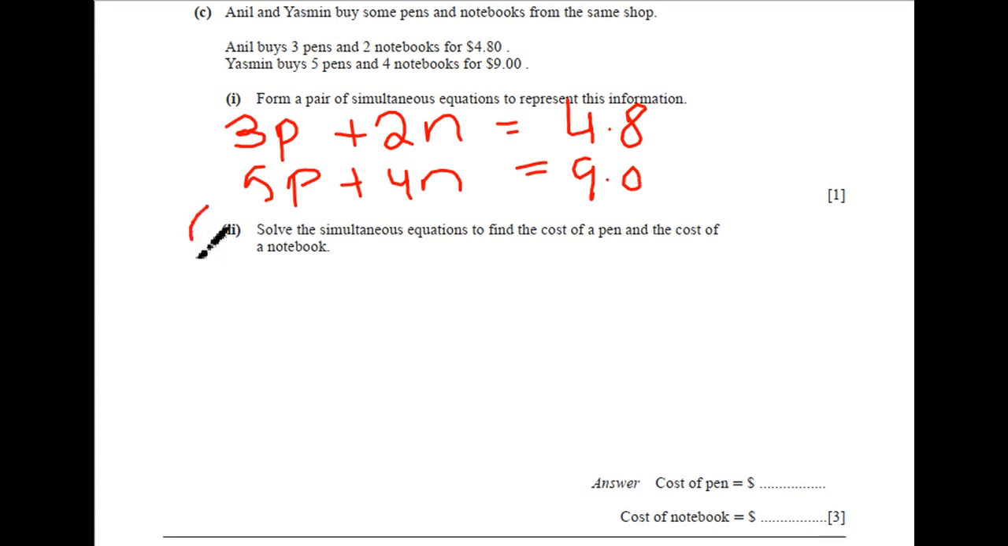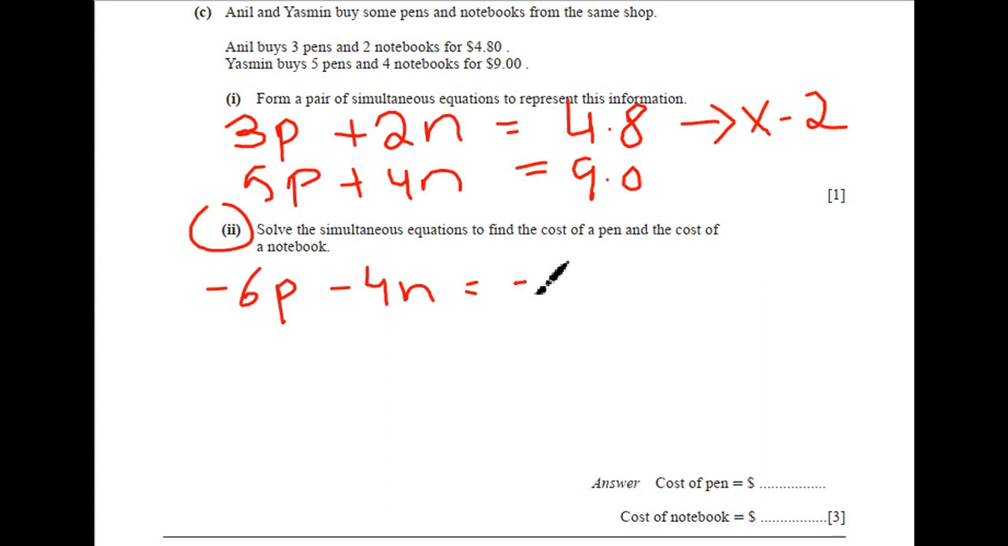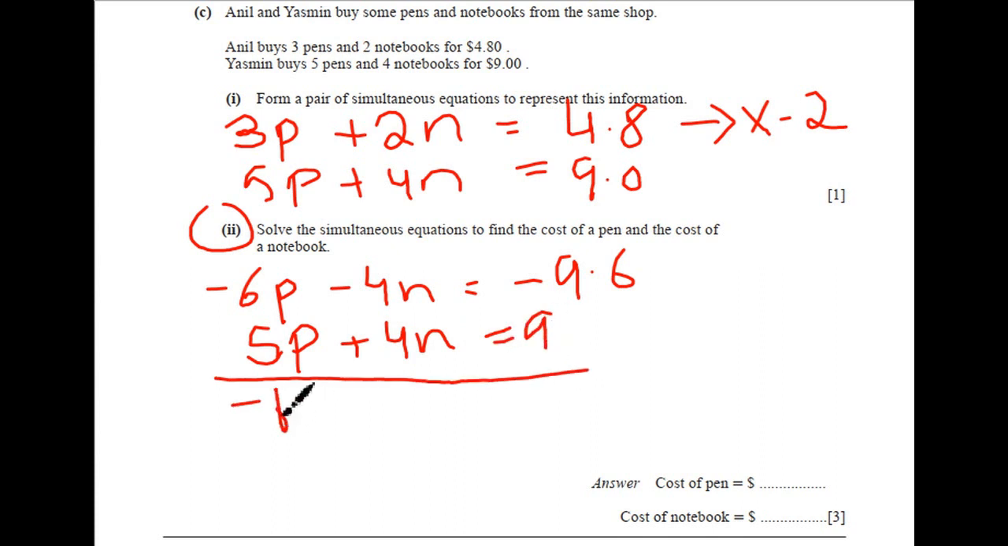So I'm going to do part 2 now. So solve the simultaneous equations. I'm going to multiply this with minus 2. So I get minus 6p minus 4n is equals to minus 9.6. And then write the other equation underneath it. 5p plus 4n is equals to 9.0. So when I add these, I get minus p, n gets eliminated, is equals to minus 0.6. So p is equals to 0.6.